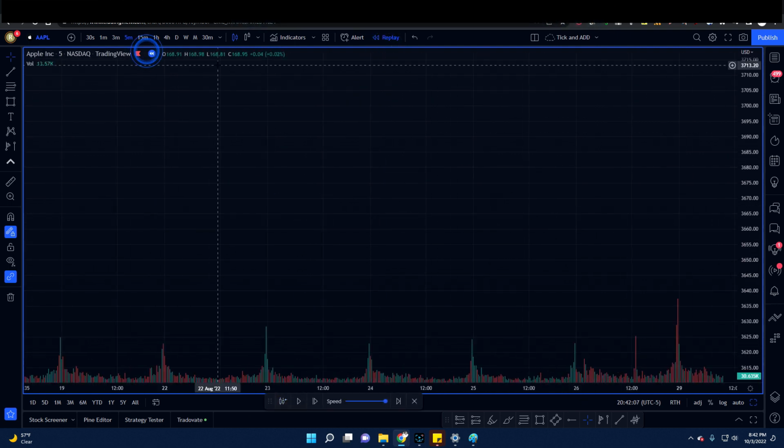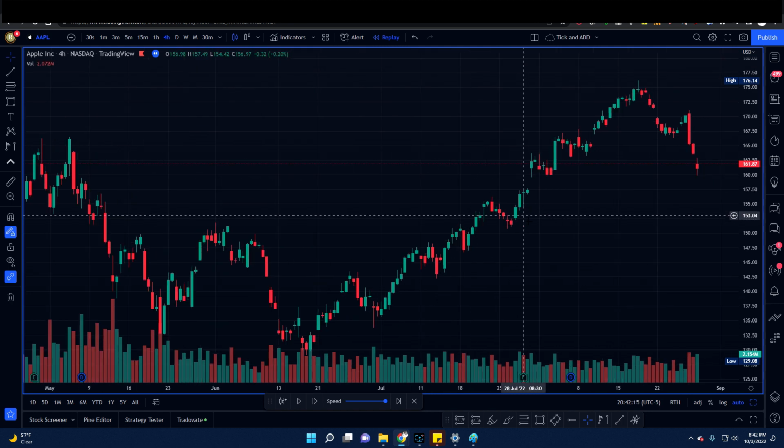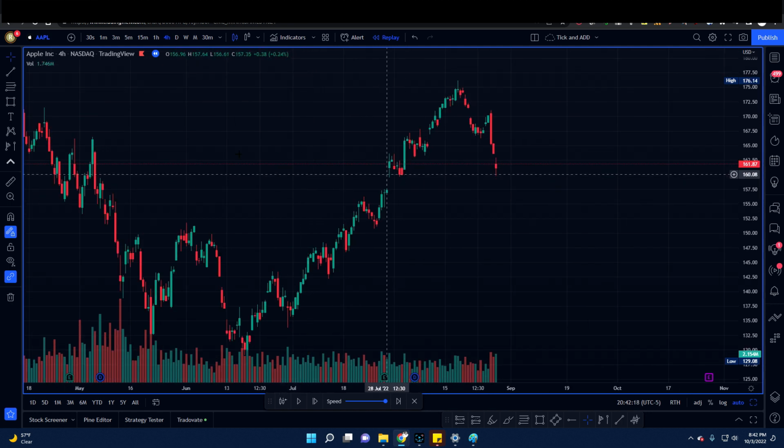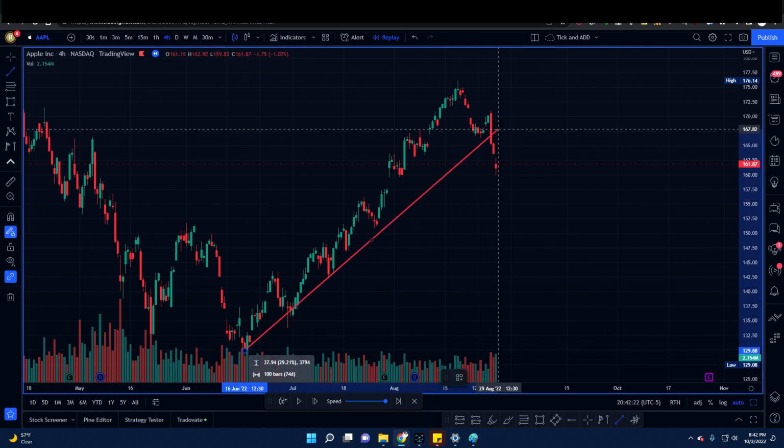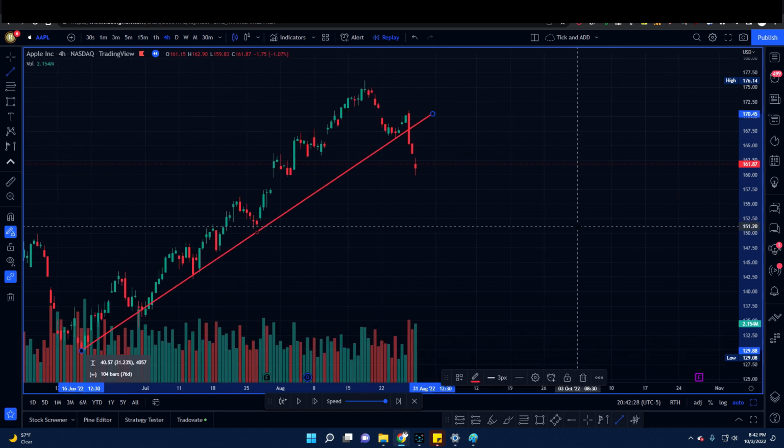All right. So what I do first is I go to the higher time frame because I want to see what it's been doing. And I want to see if I can take any trend lines and apply them to what I'm seeing. All right, now I can't really apply any trend lines here. I can apply that one.